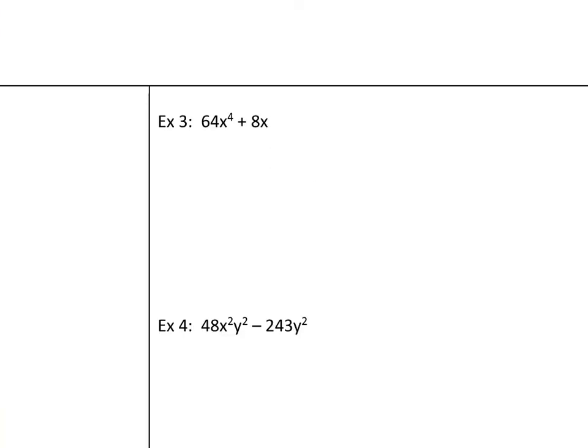Number 3, numero tres. GCF, what is it? 8x. Pull that out first. Then what's left? Plus 1. Okay. What now? A equals 2x. Good, because that is the cube root of this first term.